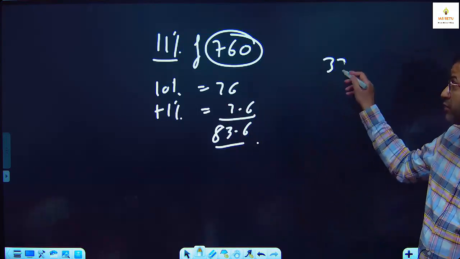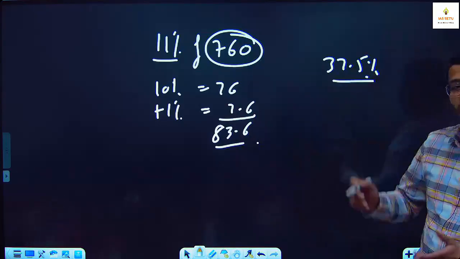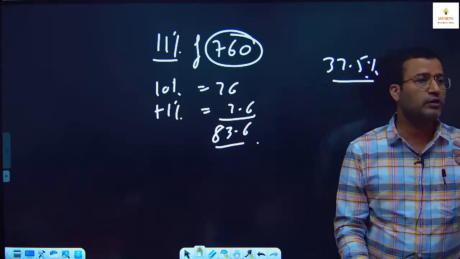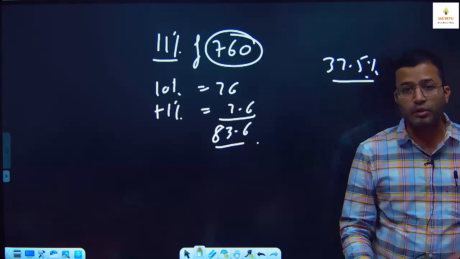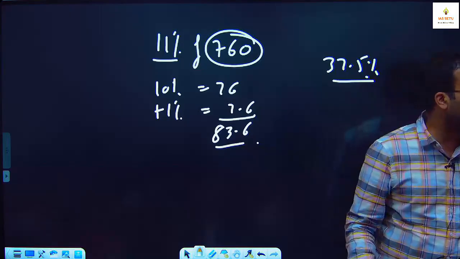37.5%, you will find for sure. DI question में ये value मिलती है. प्रॉफिट एंड लॉस में a milkman making a profit of 37.5%. तो कुछ अटैचमेंट है ना, that attachment is fraction value attachment.